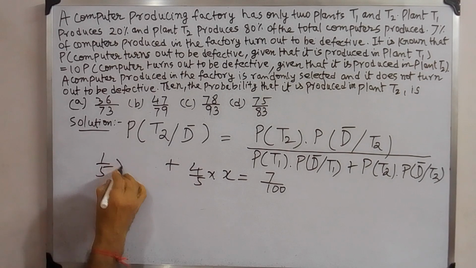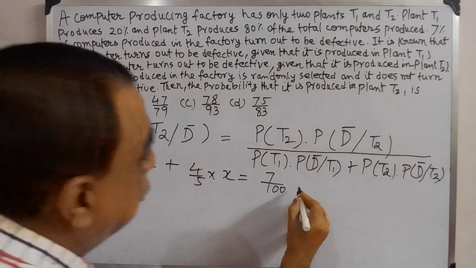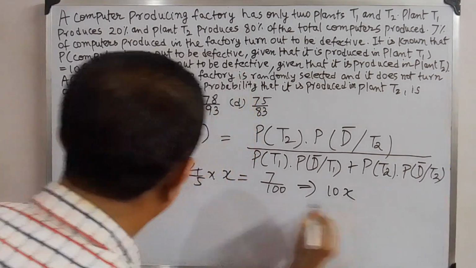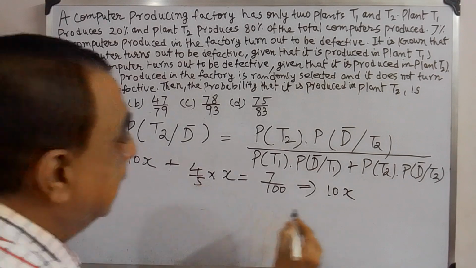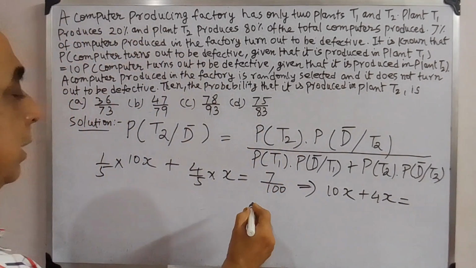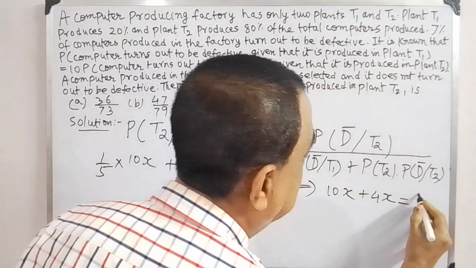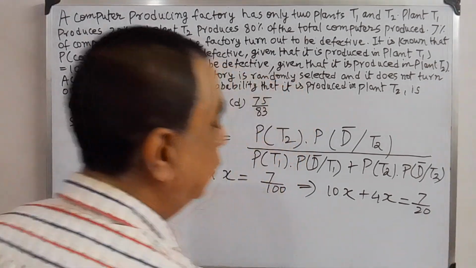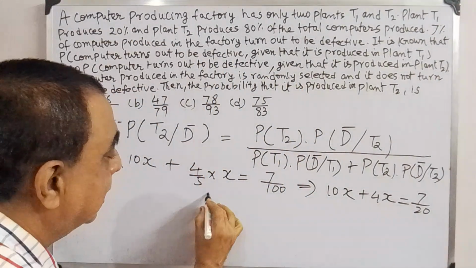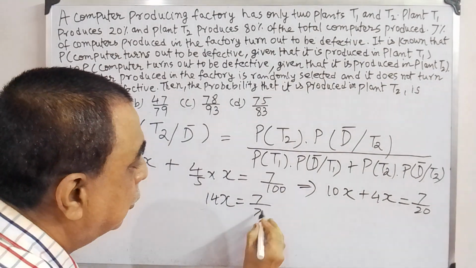Okay, so this is 1 by 5 into 10x, multiply throughout with 5. So what will we get? Here we will get 10x, 5 will be cut out. And this will become 4x equals to, here I am multiplying with 5, so this will become 7 by 20. So 10x plus 4x is 14x equals 7 by 20.